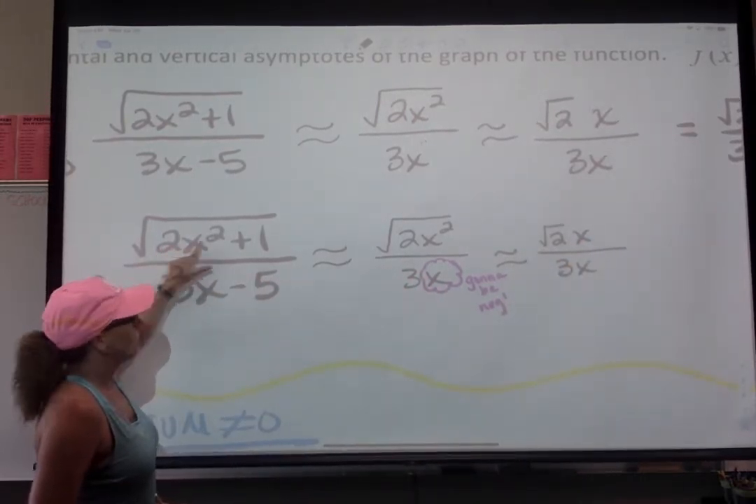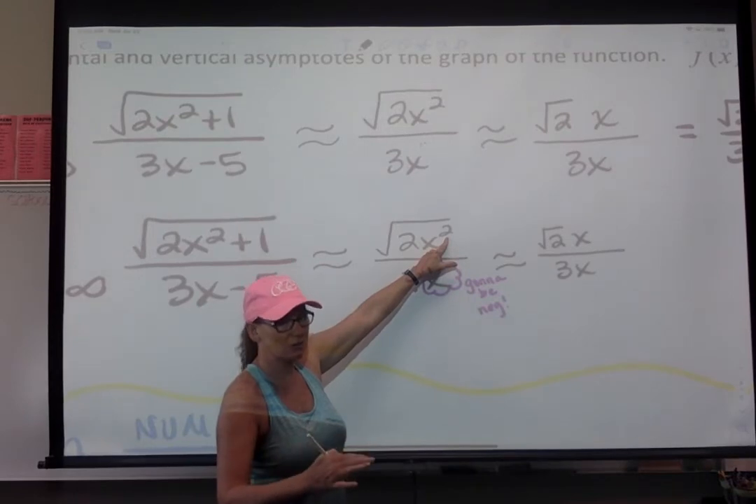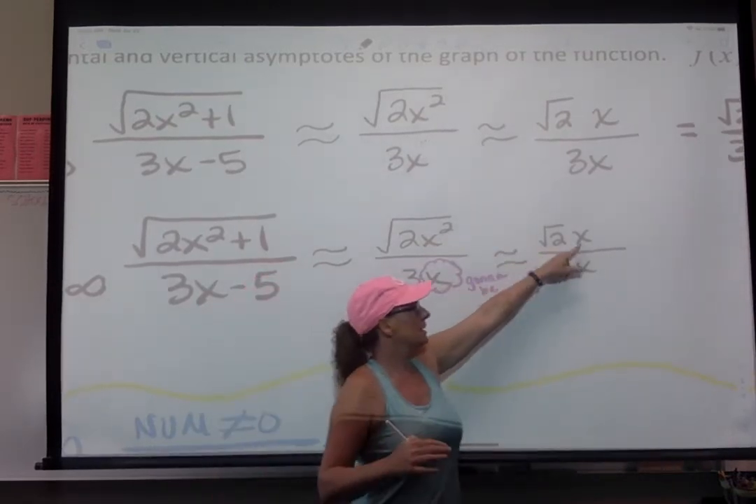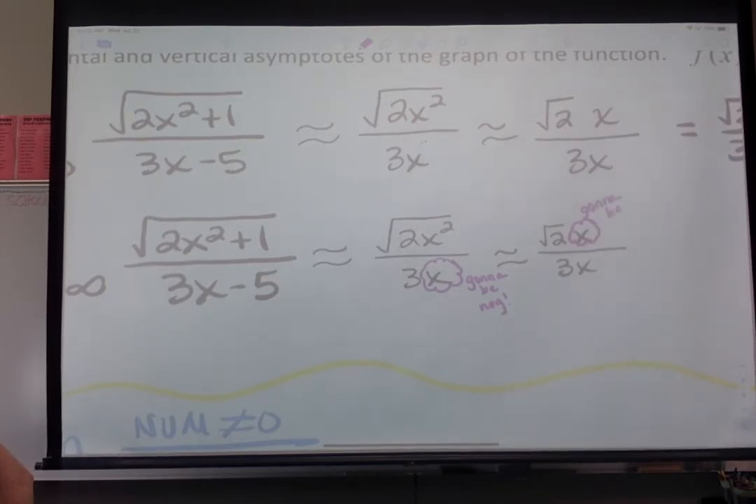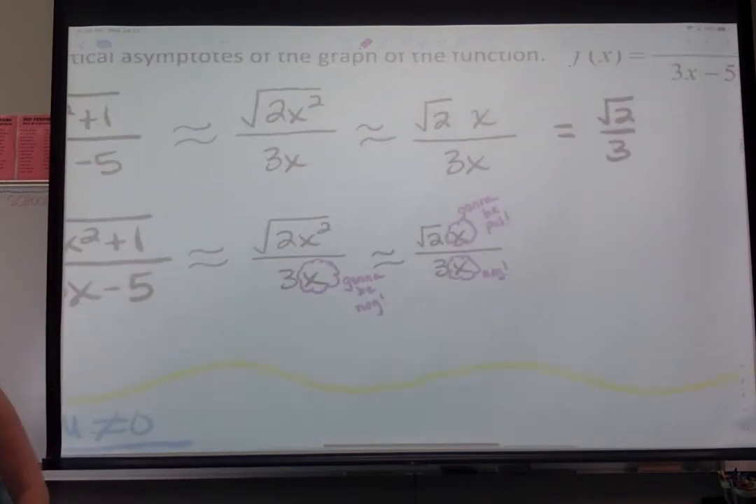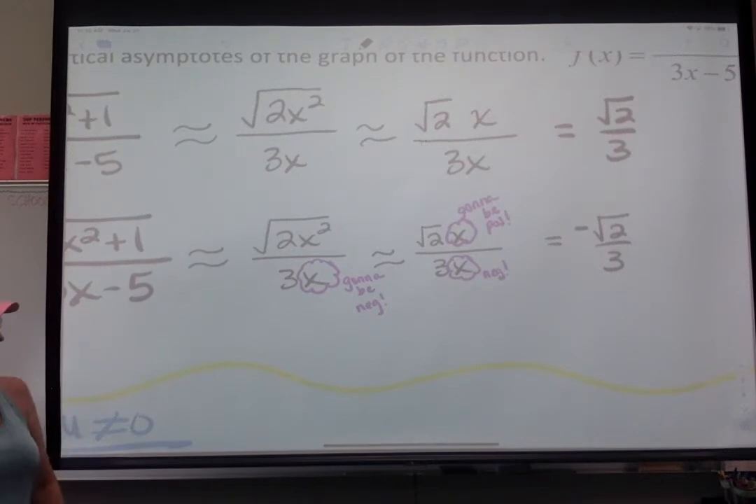So, plugged in negative infinity, squared it, got a positive result. Square rooted it and got a positive result. This one is going to be positive. This one is going to be negative. My answer to my limit is negative. And the tricky one happened when we were plugging in negative infinity. That's what you're going to have to be careful of.